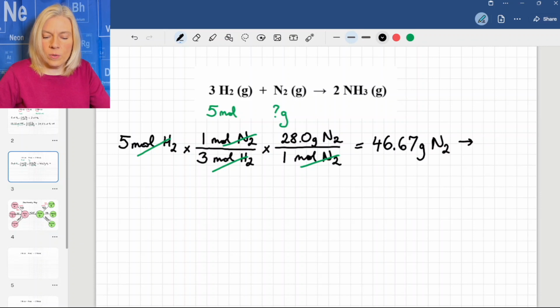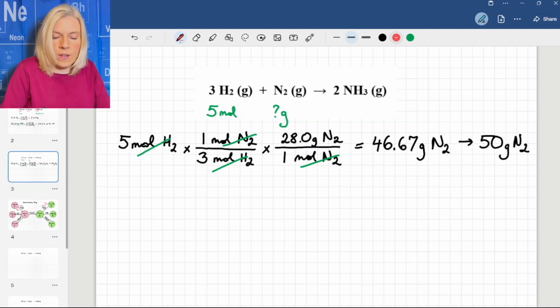So remember your sig figs. Because I only gave you 1 sig fig, I need a 1 sig fig answer. So this will become 50 grams of N2 can be produced if I use 5 moles of hydrogen. Okay, let's go a little bit harder. Let's make a new question.